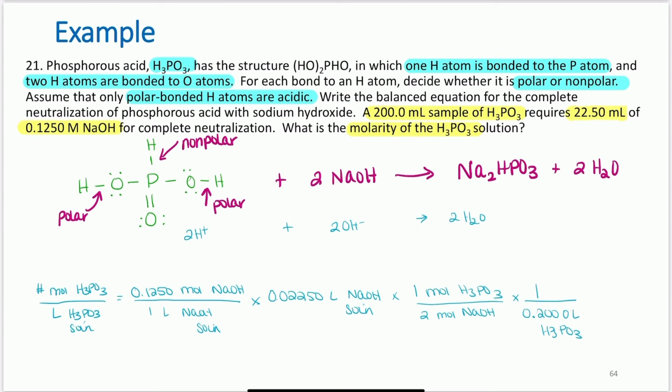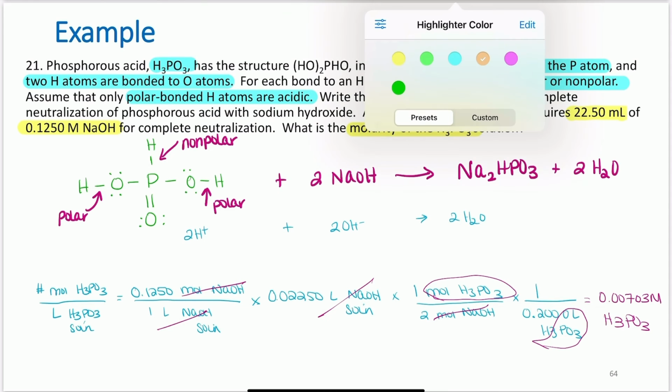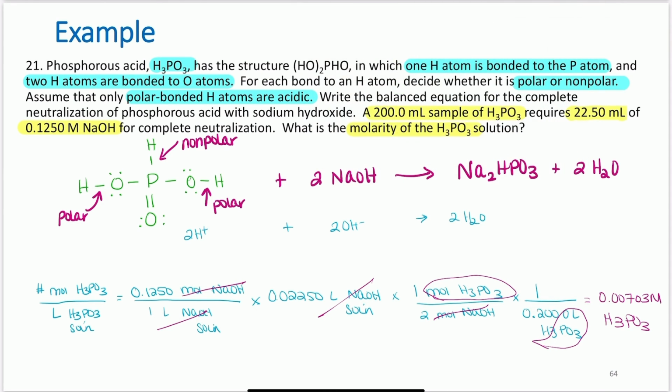Let's see. This cancels my moles of hydroxide, liters of hydroxide. I now have moles of H3PO3 to liters of H3PO3, and I get 0.00703 molar H3PO3. I expected the number to be pretty small, to be honest with you, just because it had so much H3PO3, 200 mL, with so little hydroxide.